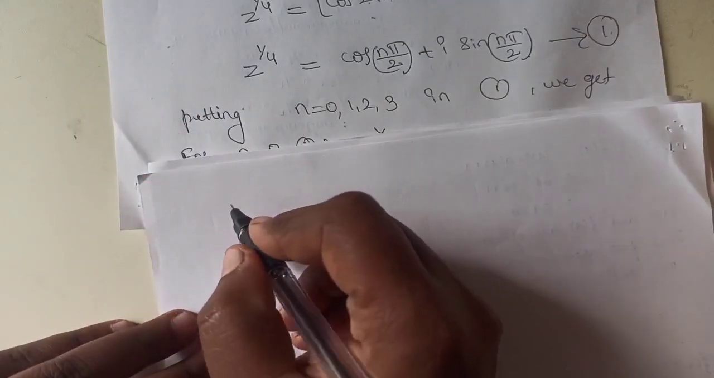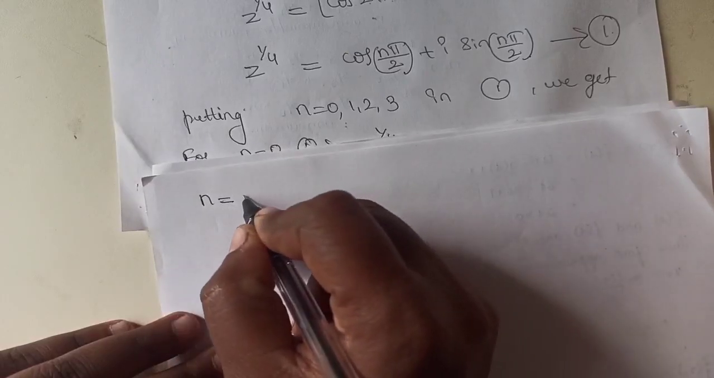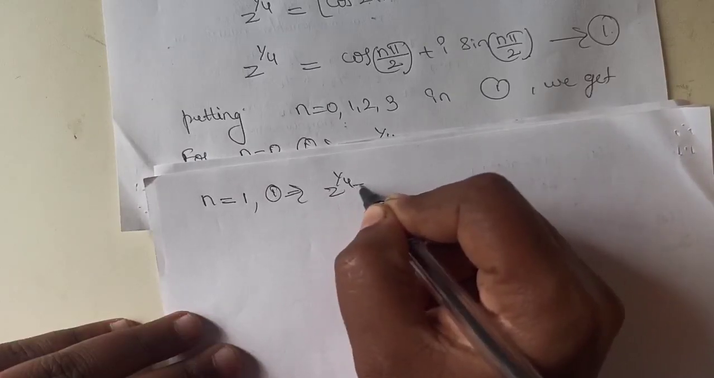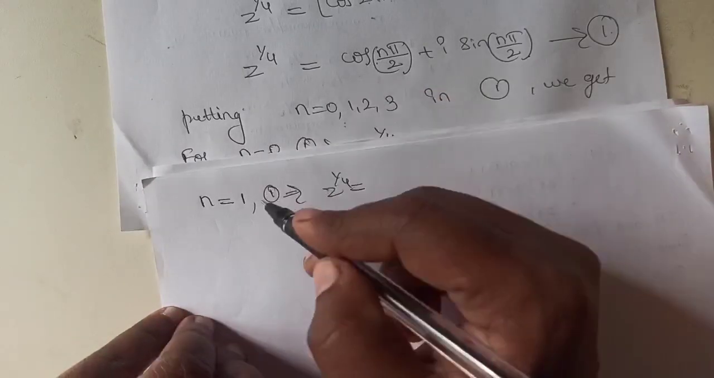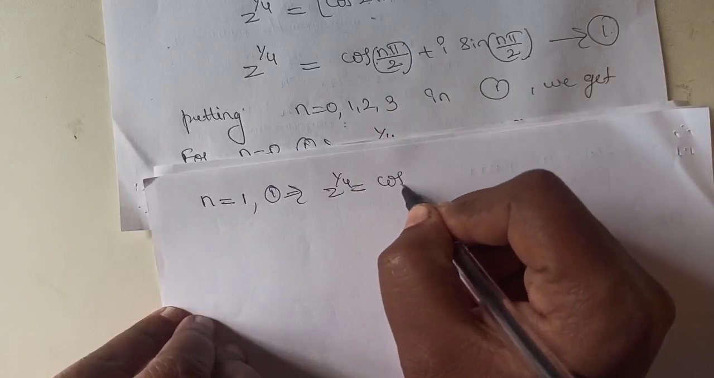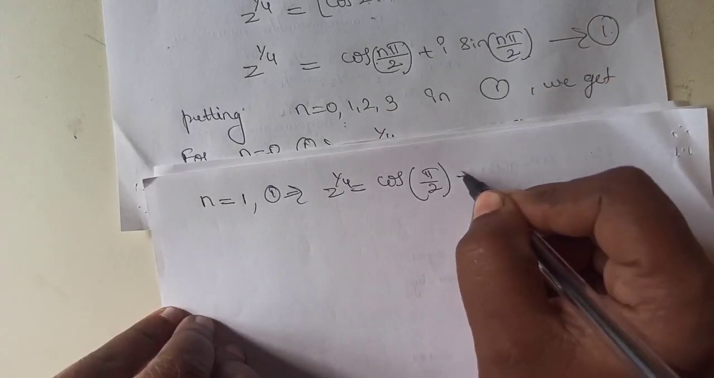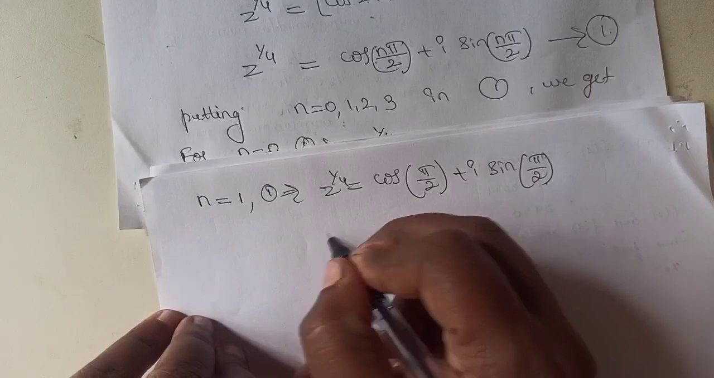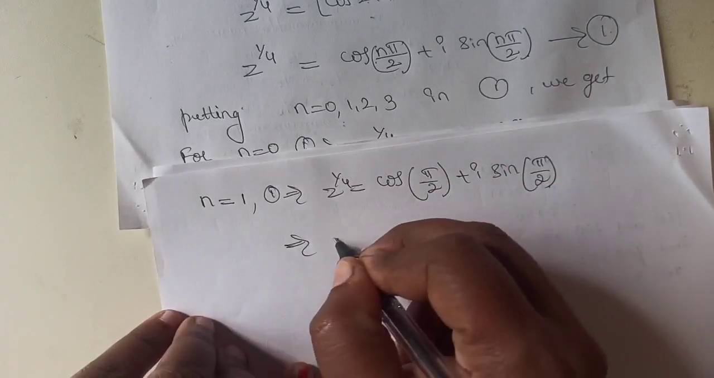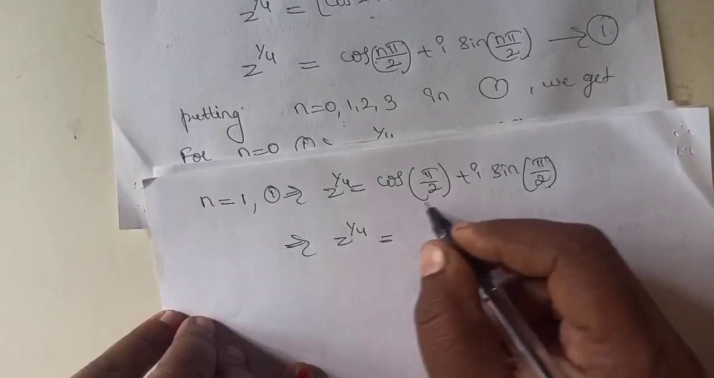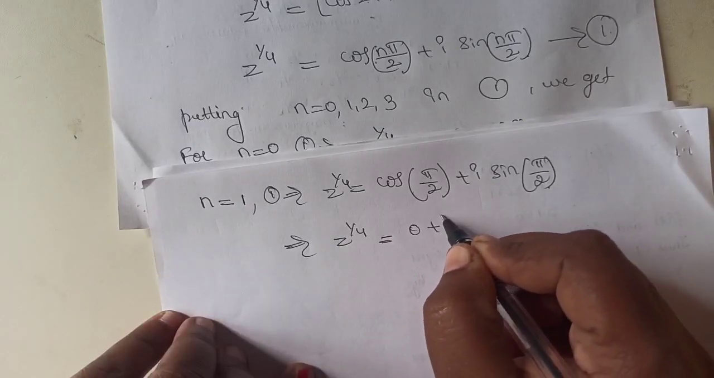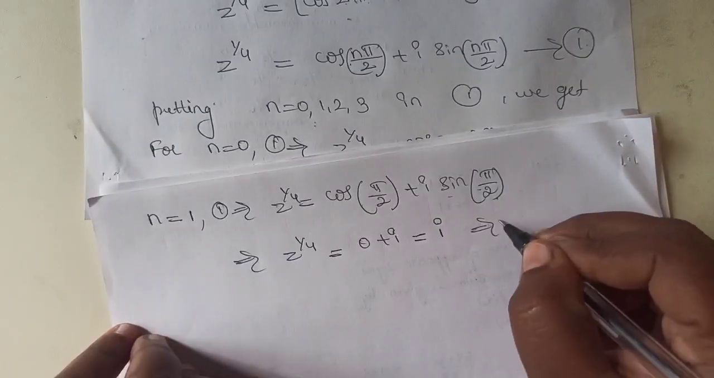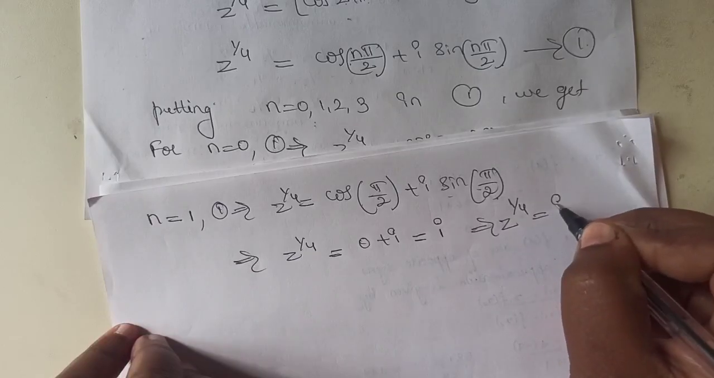Next, for n equals 1, equation 1 implies that z power 1 by 4 equals, substituting n equals 1, cos pi by 2 plus i sin pi by 2. Simplifying this, we get z power 1 by 4 equals cos of pi by 2, which is 0, plus i sin pi by 2, which is 1. So thus the second root is i.